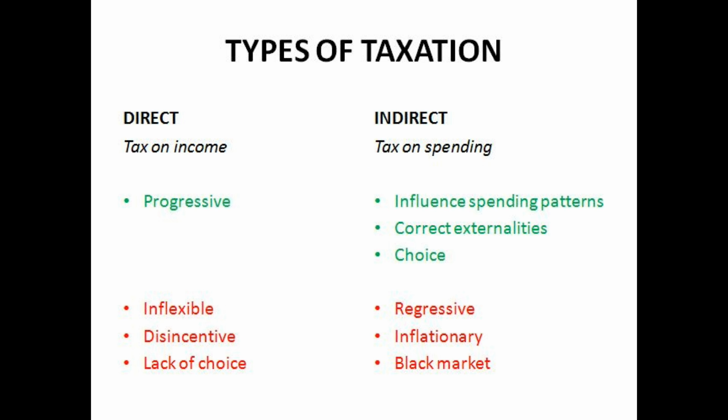There are 2 main types of taxation, direct and indirect. Direct taxation is tax on income, tax on profits, that sort of thing. These tend to be progressive, so the more money you have, the more tax you pay, which is why there are different bands of income tax for different people. They're relatively inflexible because you can't choose whether to pay them or not.